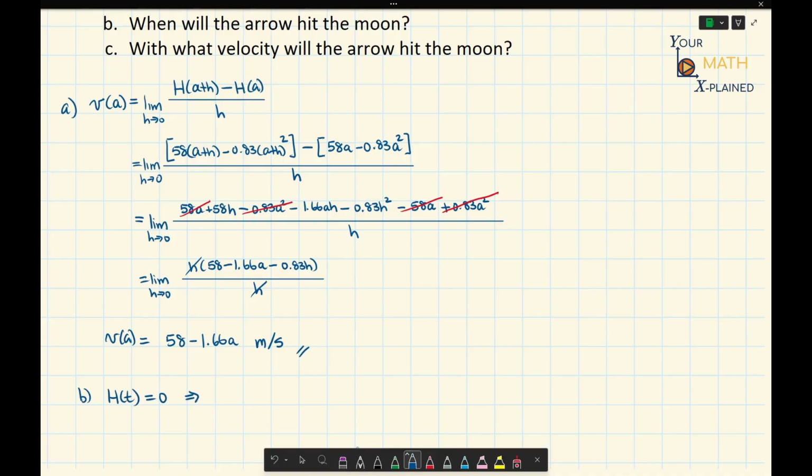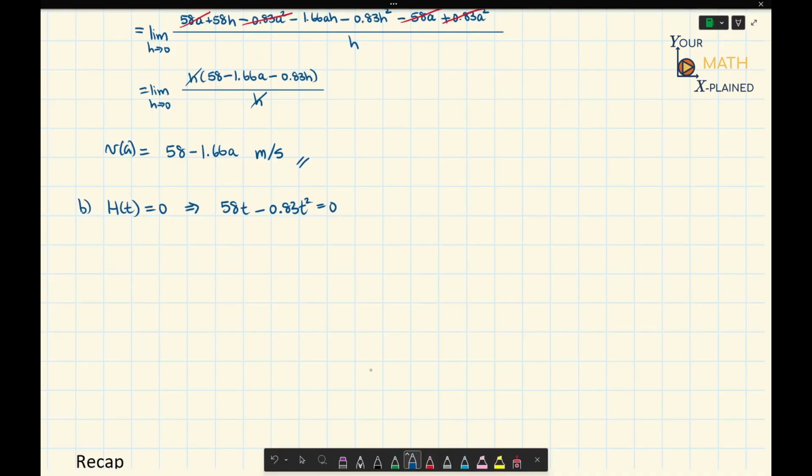So that means we want 58t minus 0.83t squared to be equal to 0. So we can go ahead and factor out a t. And then we get t times 58 minus 0.83t is equal to 0.